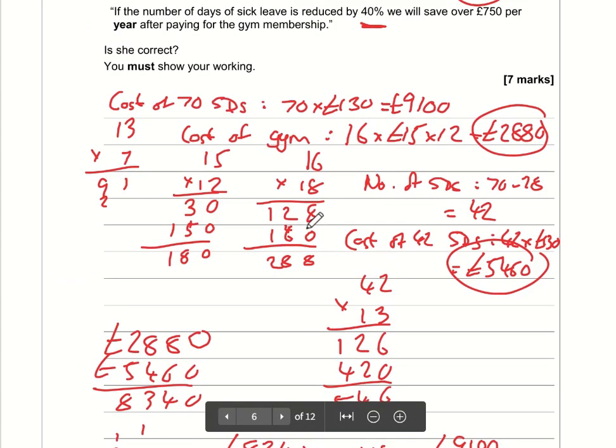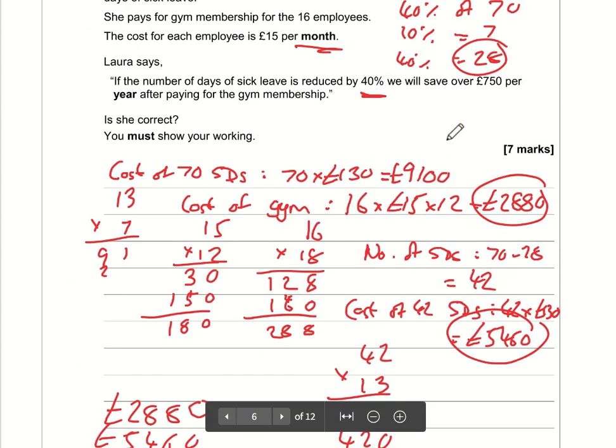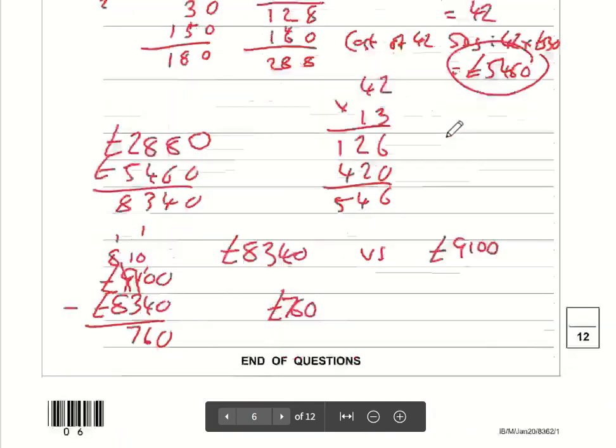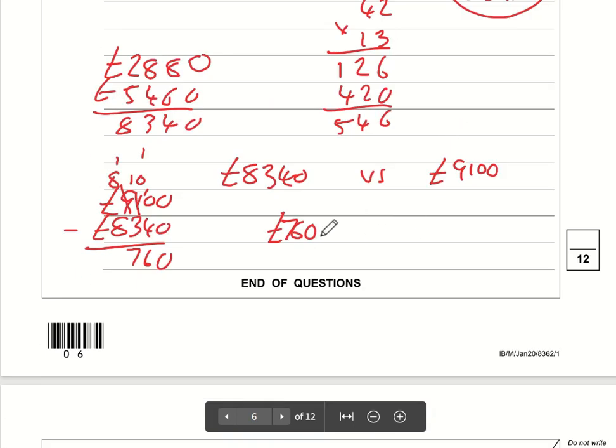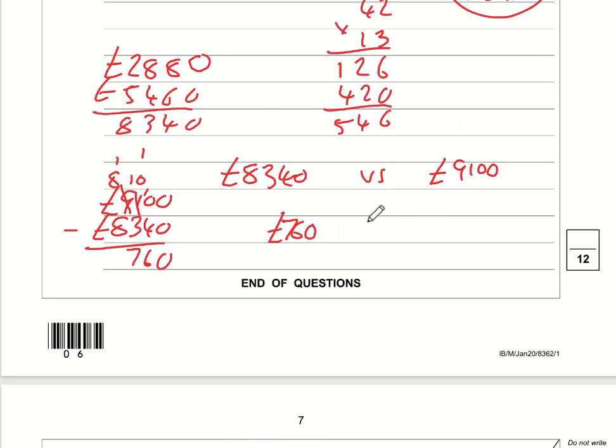And what was the question? It was they will save over £750. Well, yes, they have saved over £750 because £760 is greater than 750. So the answer is yes.